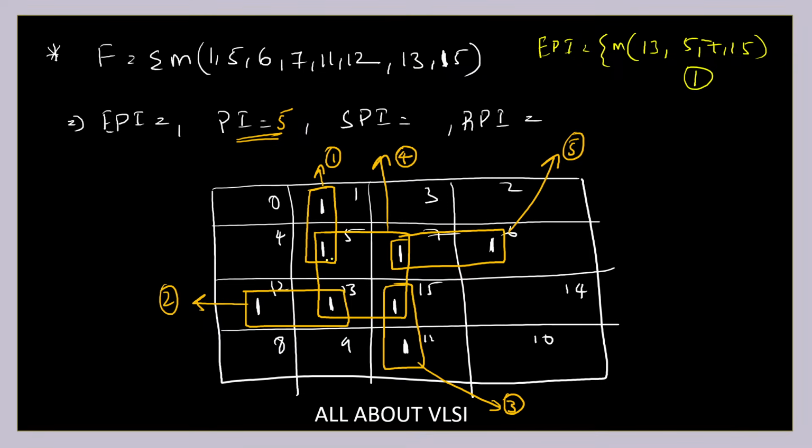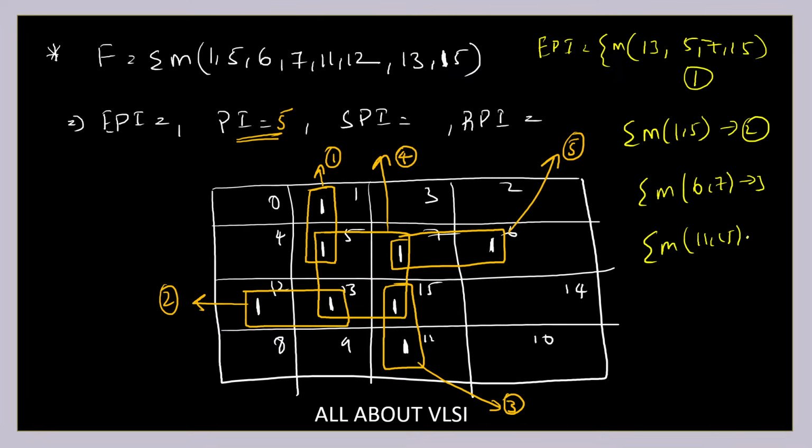Next is this particular term, which is nothing but sigma m 1 and 5. This is one essential prime implicant. And 6 and 7 is one more essential prime implicant. And 11 and 15 is one essential prime implicant. And 12 and 13 is one of the essential prime implicants. Which is fine. So I don't think there is any redundant prime implicant also.